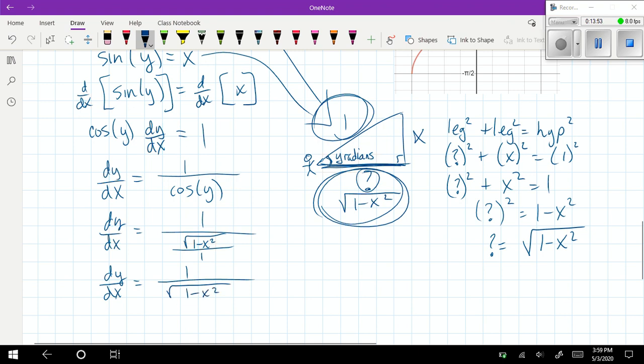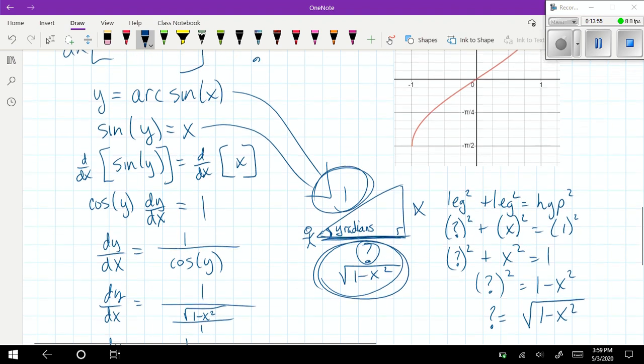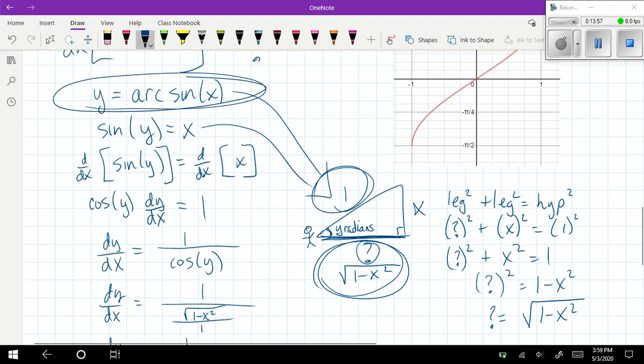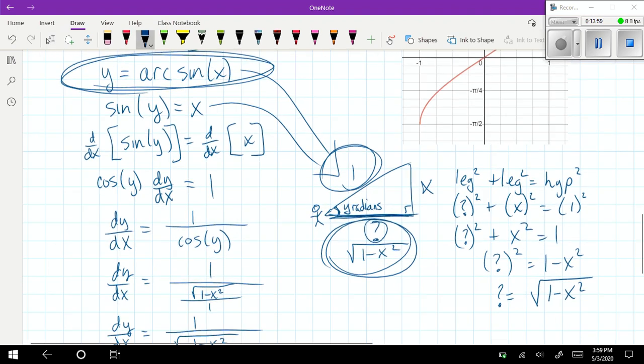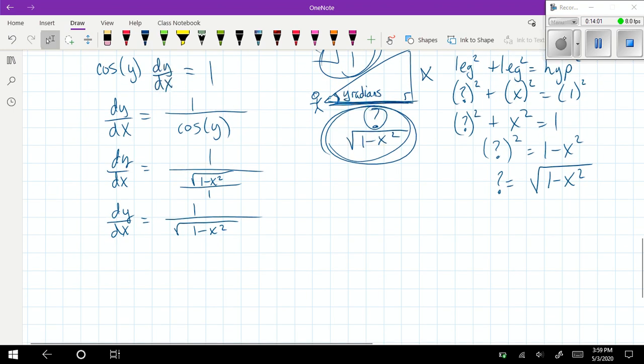And what was my y? Go back up higher. My y right here, my y was arc sine x. So this means that the derivative with respect to x of y, which is arc sine of x, is equal to 1 over the square root of 1 minus x squared.